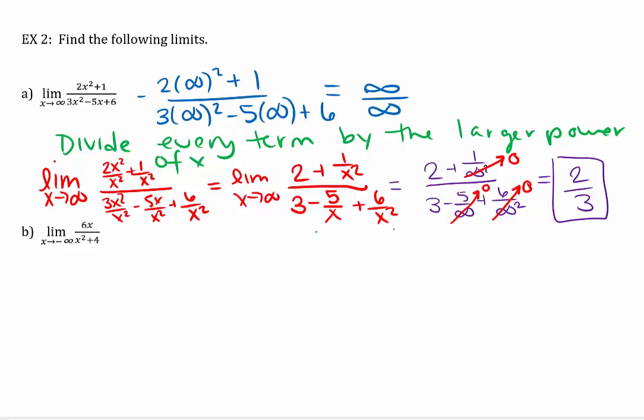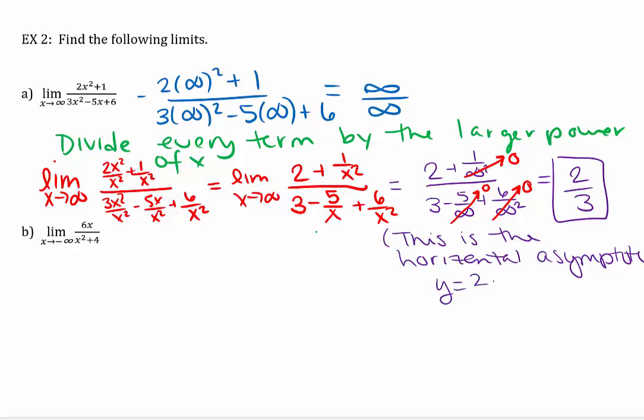This is the same thing as finding a horizontal asymptote. So if you have learned other methods of finding horizontal asymptotes in the past, hopefully this answer matches y equals 2/3. All right, let's do a couple other examples that are similar. This process works for negative infinity as well.